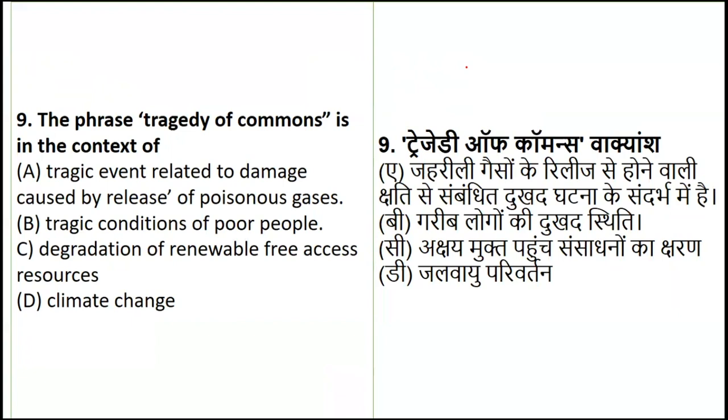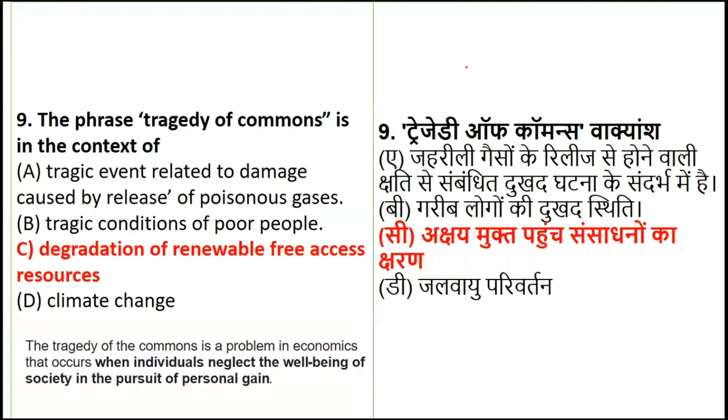The phrase tragedy of commons is in the context of what? Whether it is a tragic event related to damage caused by release of poisonous gas, tragic conditions of poor people, degradation of renewable free access resources, or climate change. The phrase is related to the degradation of renewable free access resources. The tragedy of commons is a problem in economics that occurs when individuals neglect the well-being of society in order to have personal gain. So you are degrading the renewable free access resources.